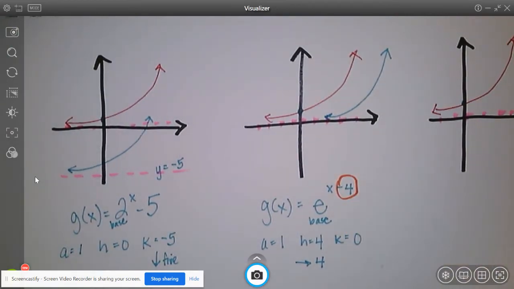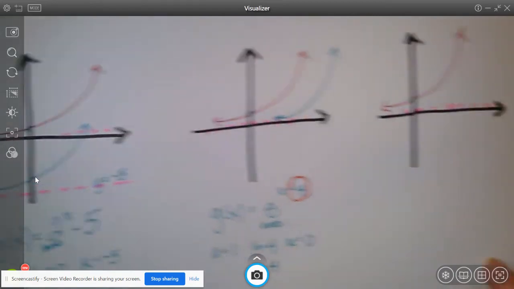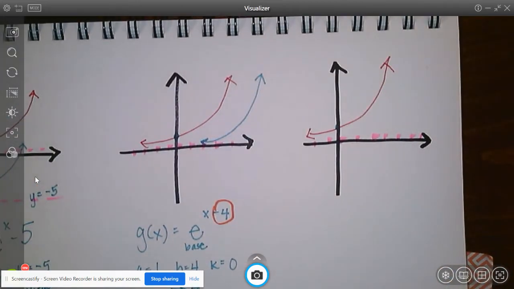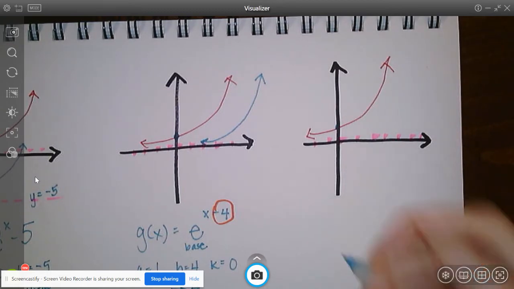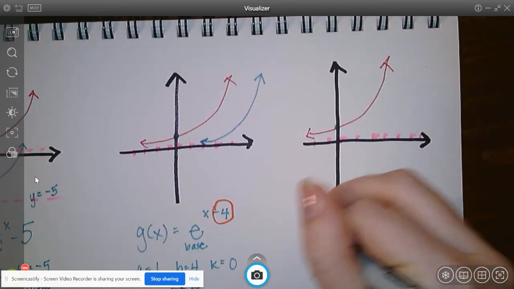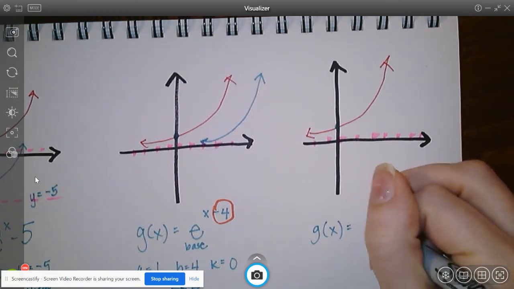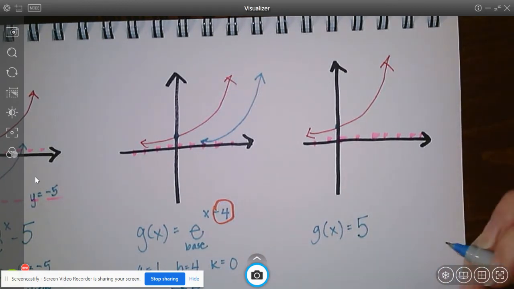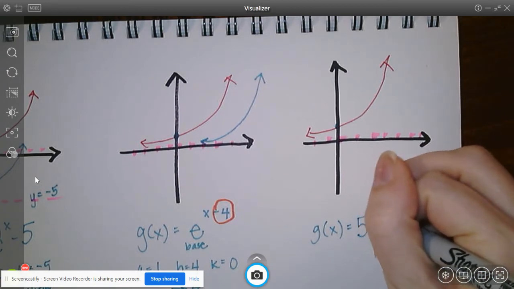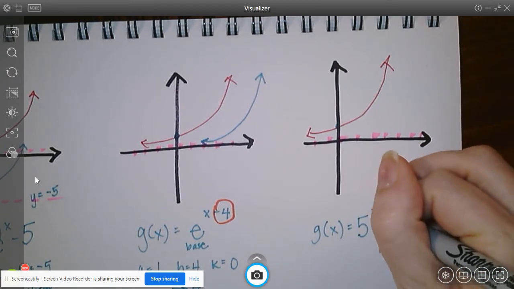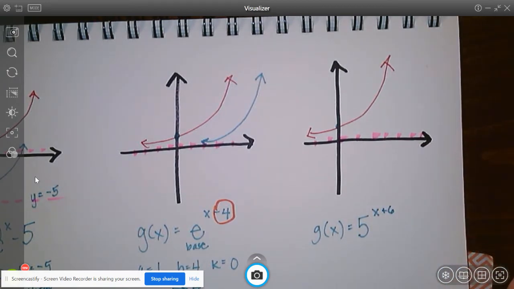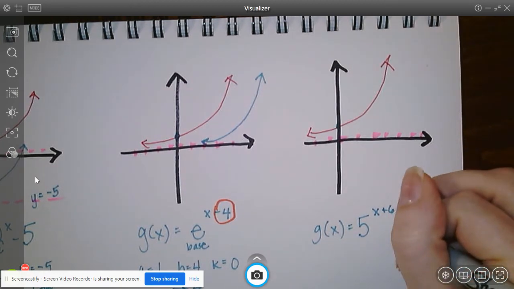Let's do the last one. And we're going to put the h and k change together. All right, so let's say hypothetically my equation is g of x equals, let's do 5 to the power of x plus 6. So that's all in the exponent because it's like little and raised a little bit. And then I'll do plus 3 at the end.